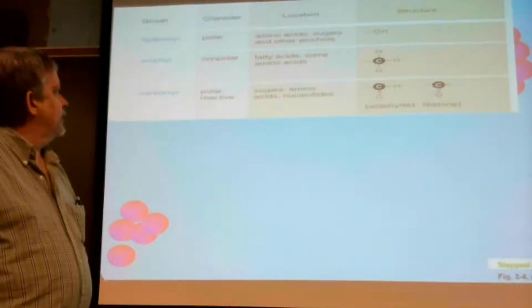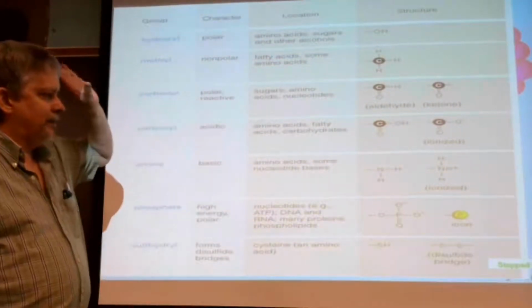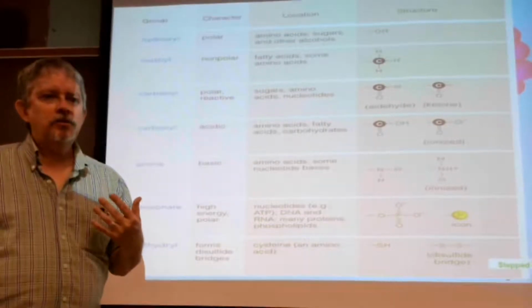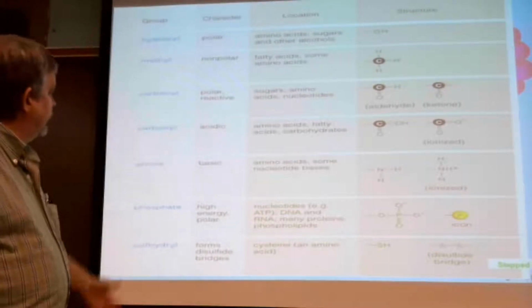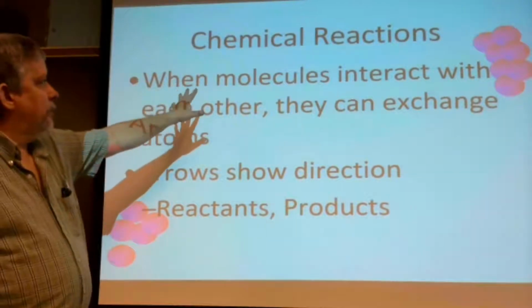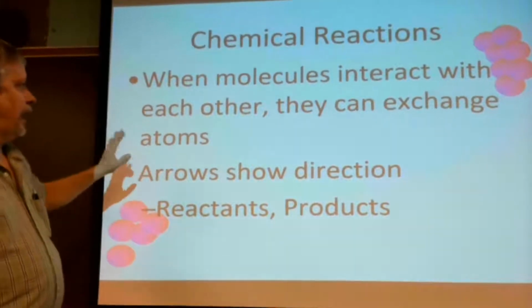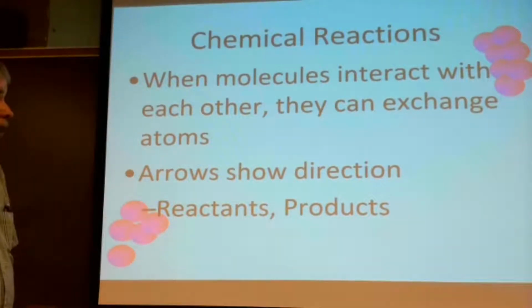So here is a list of the functional groups. Again, I'm not going to make you memorize these. Just know that there are functional groups attached to these molecules of life that give them their unique properties. So, we've got all kinds of different functional groups here. So, what is a chemical reaction? When molecules interact with each other, they can exchange atoms. And arrows show the direction of the reaction and the products.